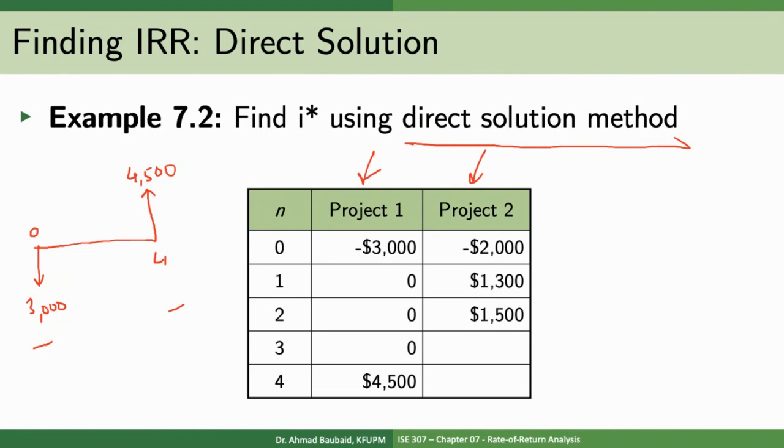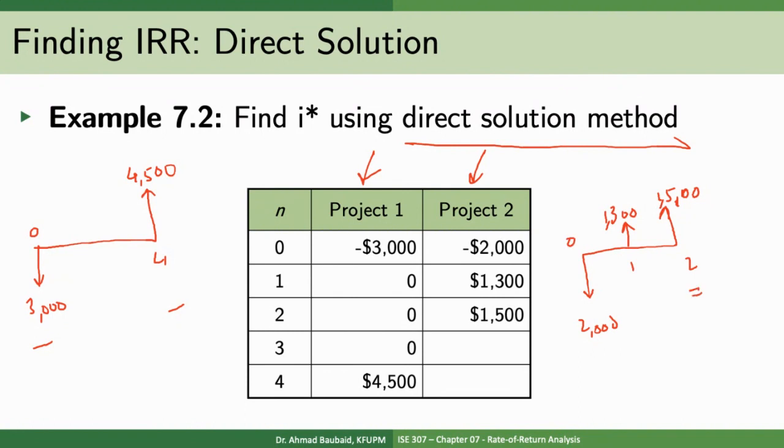What about the second one? Well, the second one has 2,000 at time 0, right? And then it has 2 other cash flows. So it has 1,300 here, and then 1,500 here. Right? So this is 1,500.